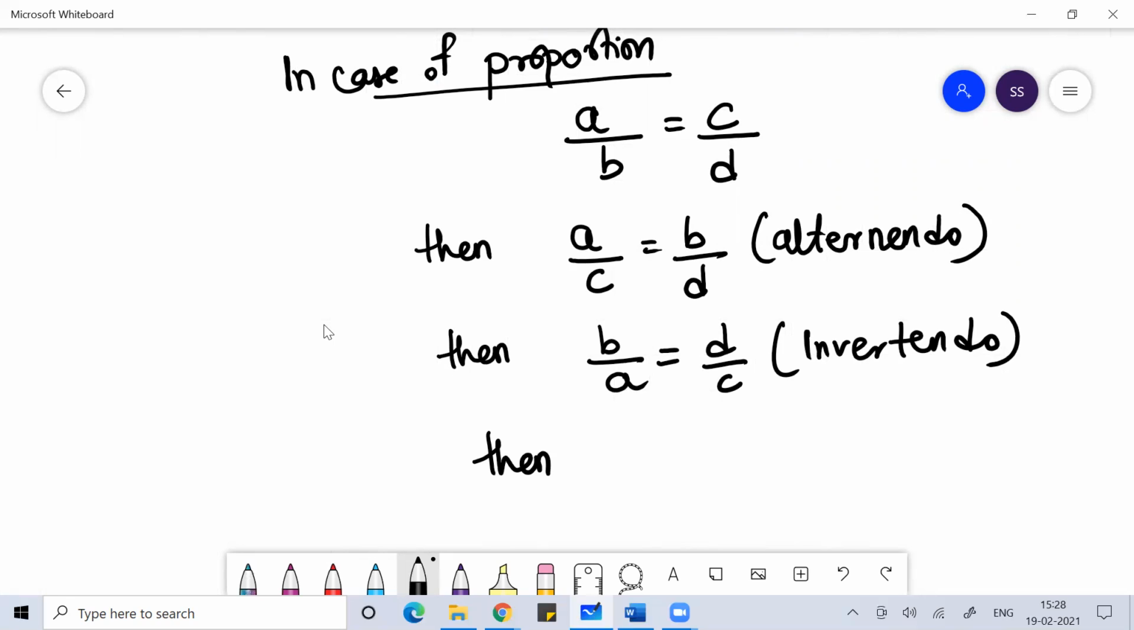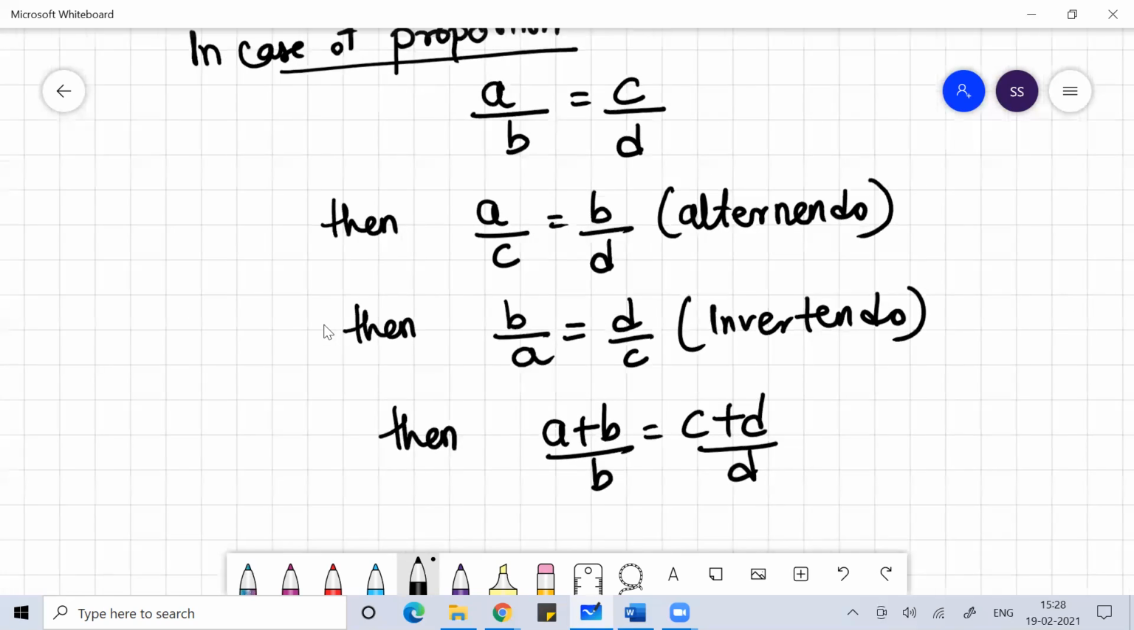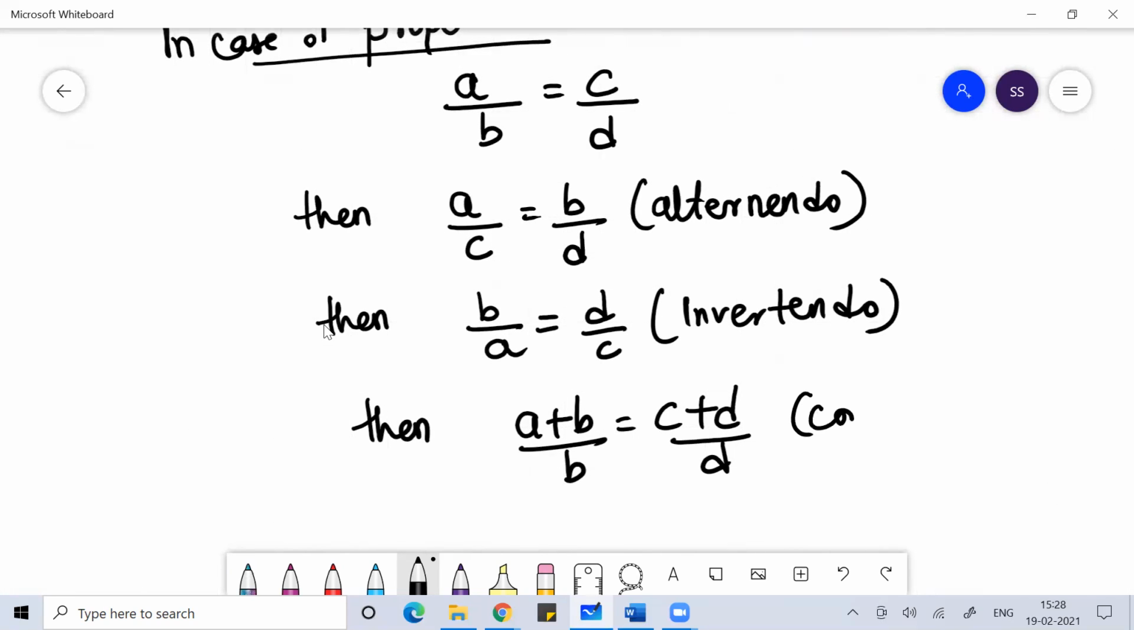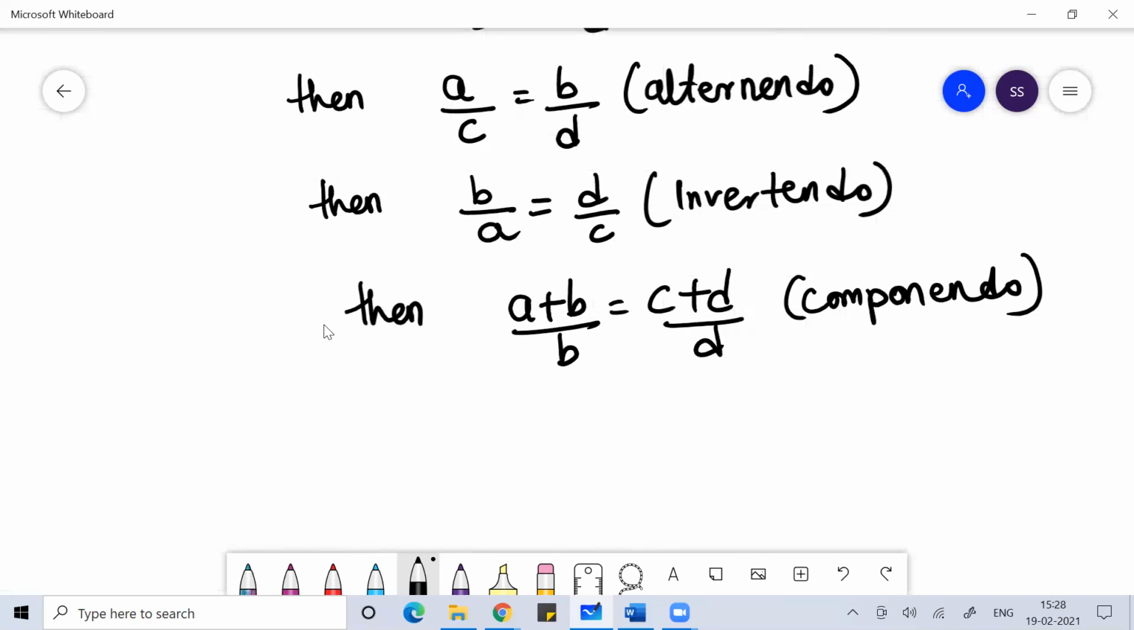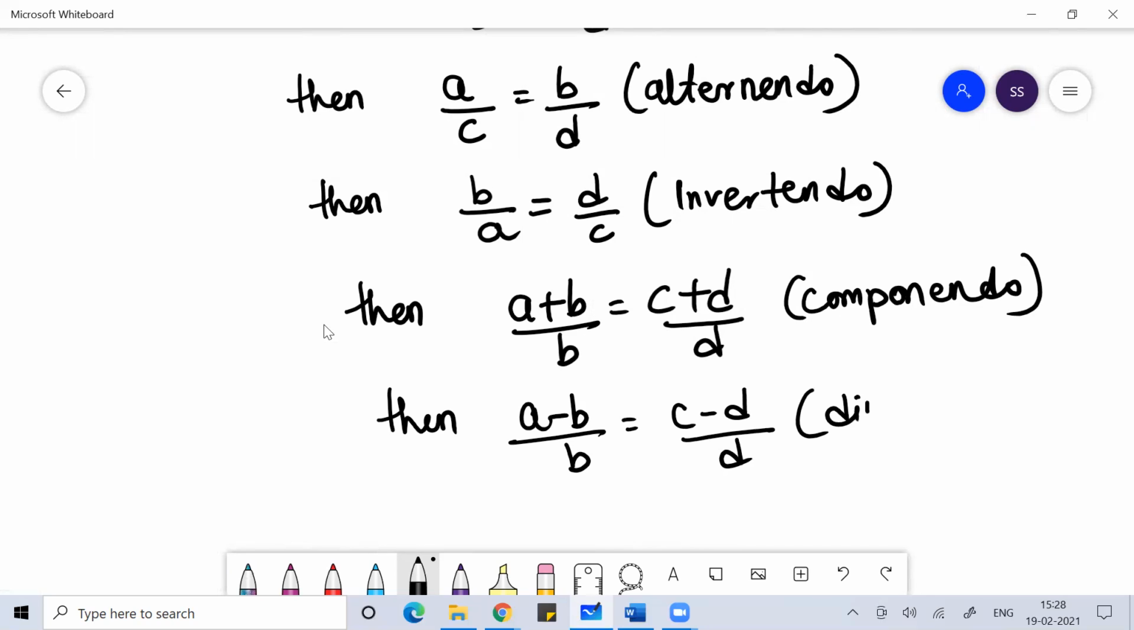Similarly, if I add one on both sides, I can say A by B equal to C by D becomes A plus B by B equal to C plus D by D. This is called componendo. And similarly, I can say that A minus B by B equal to C minus D by D. It is called dividendo if you subtract 1.